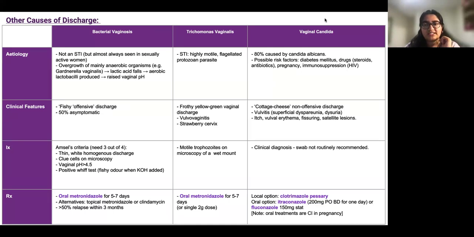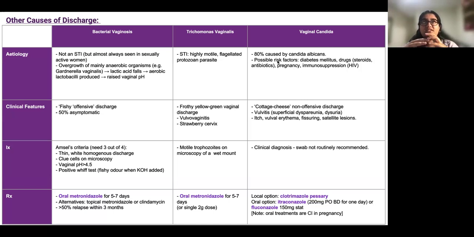And in order to treat it, you would need oral metronidazole for 5 to 7 days. And some of the alternatives are topical metronidazole, or if they can't have metronidazole, then clindamycin as well. And it can relapse as well, so it's important to keep that in mind.